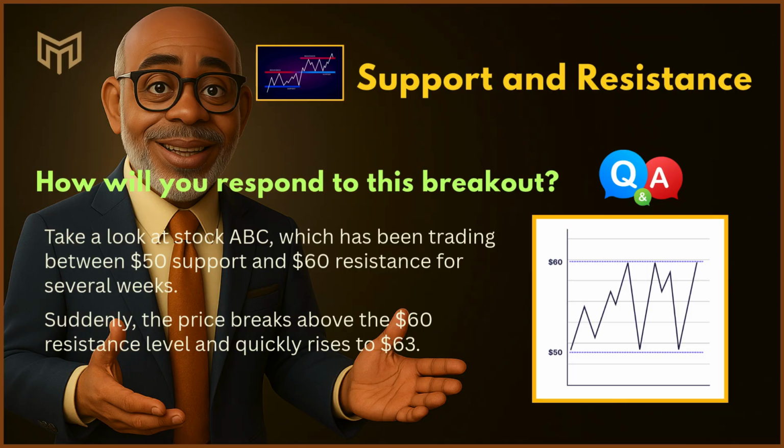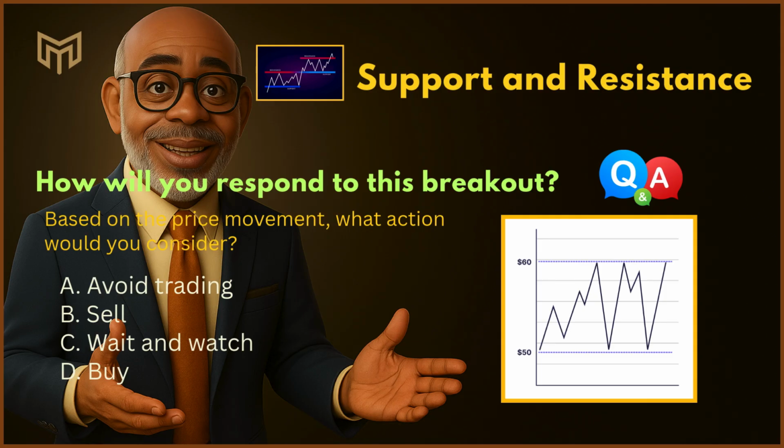Let's test your understanding. Take a look at stock ABC, which has been trading between $50 support and $60 resistance for several weeks. Suddenly, the price breaks above the $60 resistance level and quickly rises to $63. Based on this price movement, what action would you consider? Is it A, avoid trading, B, sell, C, wait and watch, or D, buy? You have 10 seconds to record your answer.